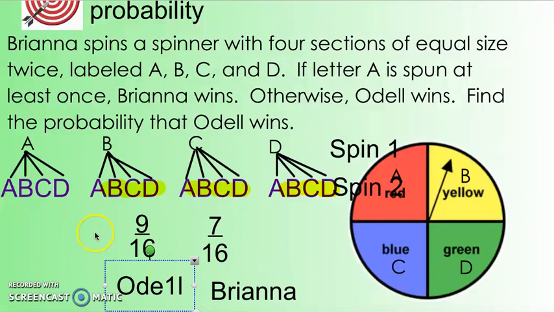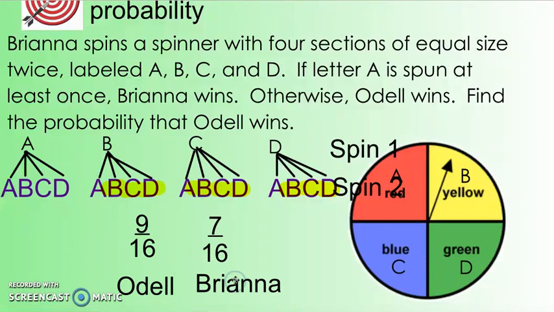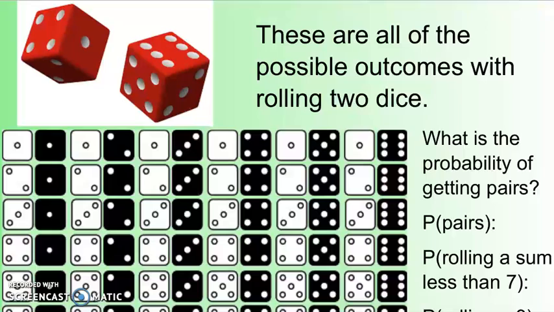Okay, and so actually Odell has more chances of winning. Does that guarantee that she'll win? No. I mean, it's still all probability. Brianna still has a chance of winning. It's just Odell has more of a chance of winning.